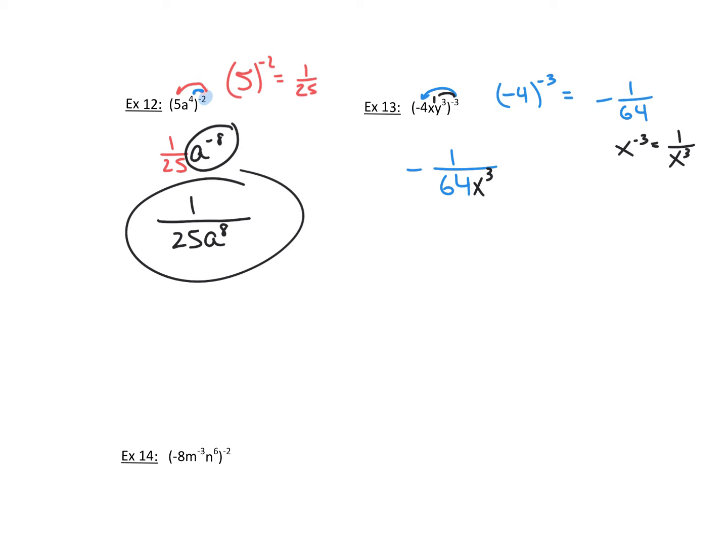And then I'm going to do a similar thing with the y. I'm multiplying 3 times negative 3, so that's y to the negative 9th. Since it's a negative exponent, I put it in the denominator as y to the 9th. So it really is 1 over y to the 9th, but it's all being multiplied together and creating this one fraction. So there's my final answer, negative 1 over 64 x to the 3rd y to the 9th. Okay, pause the video and try example 14.